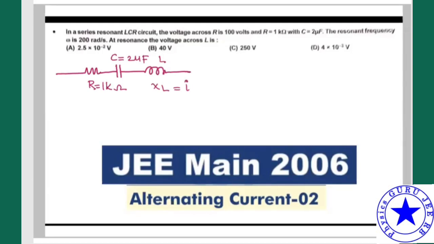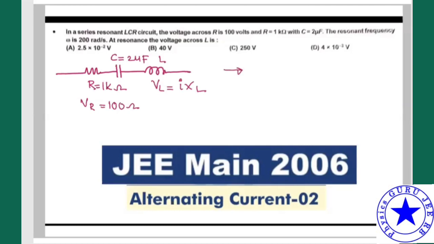Sorry, I'll write VL. So VL equals I into XL. Hope it is clear. So across R I get VR. What is VR given? The voltage across the resistor according to the problem is 100 volts. And for the capacitor we have XC. VL is equal to I into XL. Hope it is clear. Now at resonance, what is the condition for resonance?